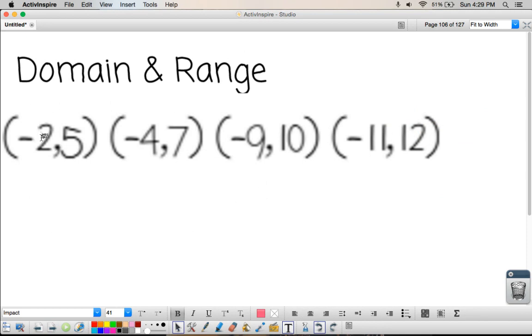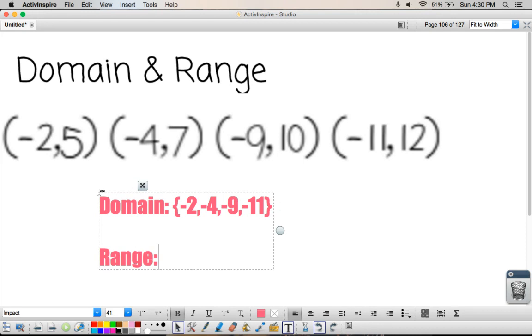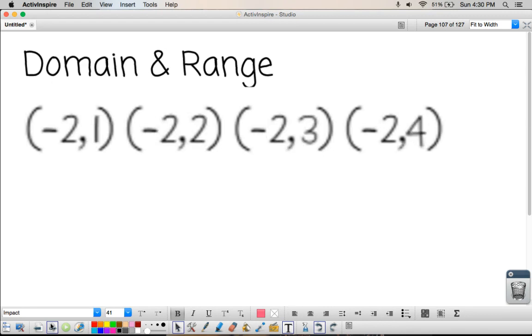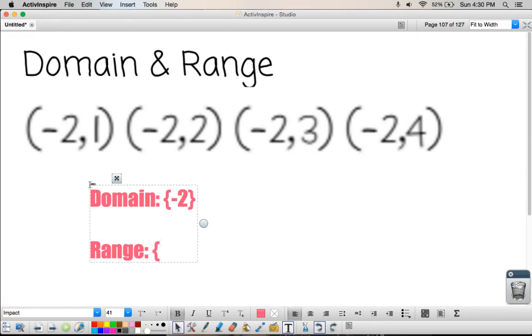So remember, your domain is your x values, and x comes first. So my domain here is -2, -4, -9, and -11. Our range is 5, 7, 10, and 12. In this one, our domain is just -2, and our range is 1, 2, 3, and 4.